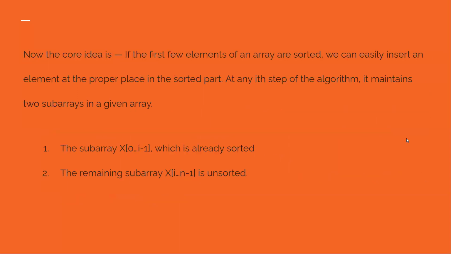Now the core idea is, if the first few elements of an array are sorted, we can easily insert an element at the proper place in the sorted part at any ith step of the algorithm. It maintains two subarrays in a given array. First, subarray x from 0 to i minus 1, which is already sorted. The remaining subarray x from i till n minus 1 is unsorted.